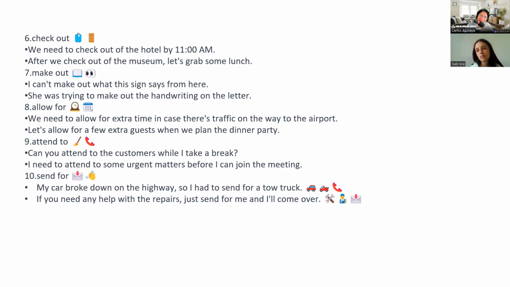Atender también. Yes, atender. I need to attend to some urgent matters before I can join the meeting. Atender, tratar, lidiar, attend. But attend to. And the last one that I like the most.